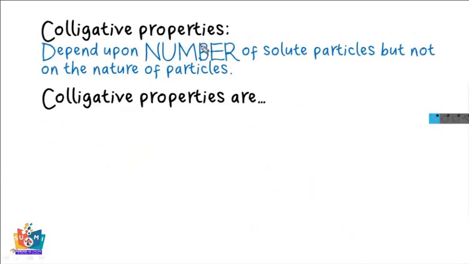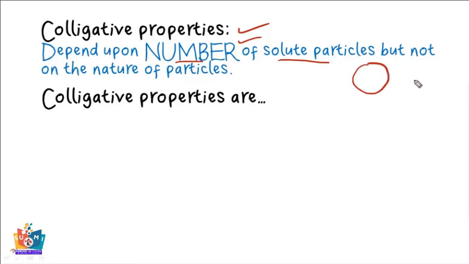Now we will be talking about colligative properties. These are very important properties. A colligative property depends totally on the number of solute particles, only the number, but not on the nature of the particles. Colligative properties have nothing to do with the density, the size, or the properties of the particles. It deals primarily with the number of solute particles.